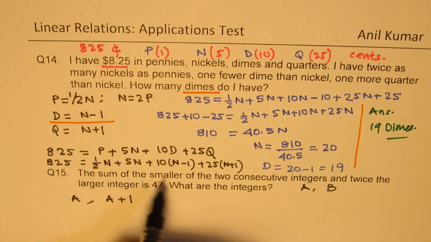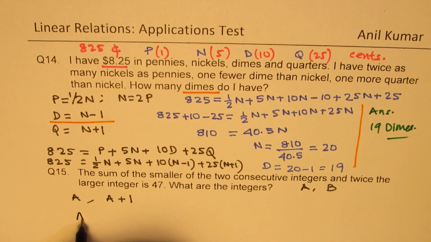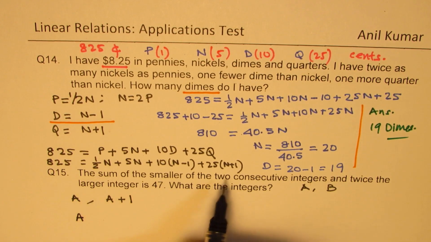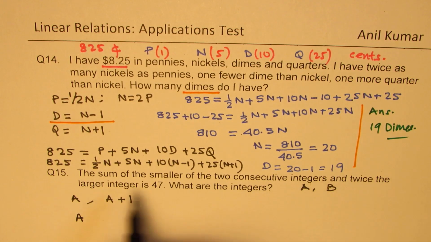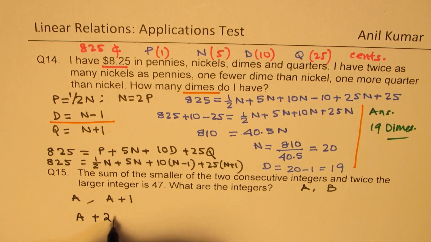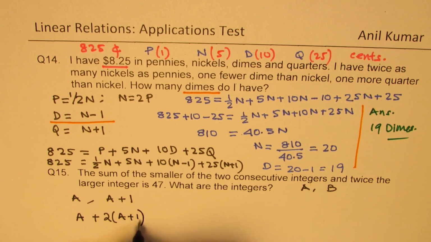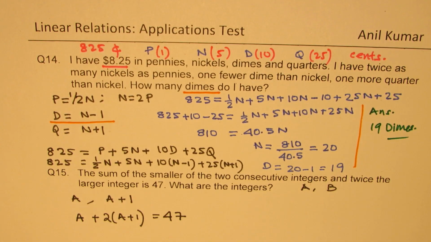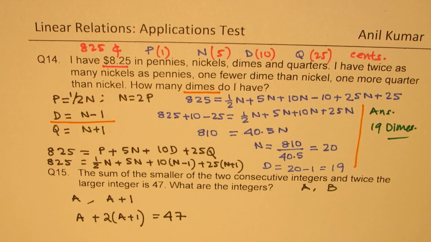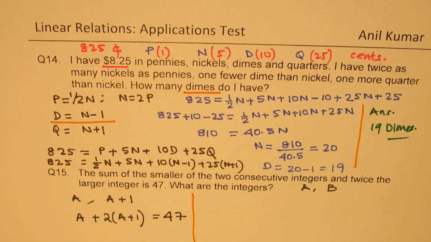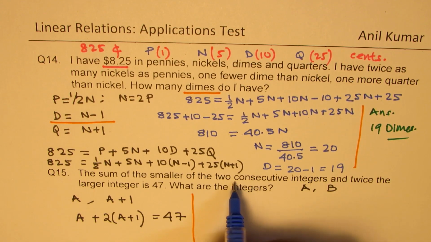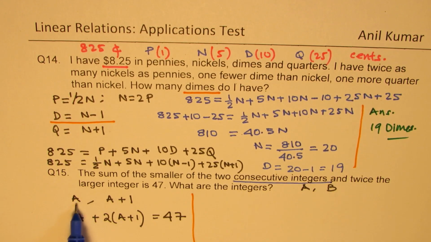So it says the sum of the smaller of the two, which is a, the smaller of the two consecutive integers, and twice the larger, plus 2 times a plus 1, is 47. Does that make sense to you? What are the integers? That is the equation to solve. Clear? Sometimes you may have to read the question a couple of times to understand what they are asking for. Remember, consecutive integers really means one after the other. So the other number is one greater, or it could be one less also.